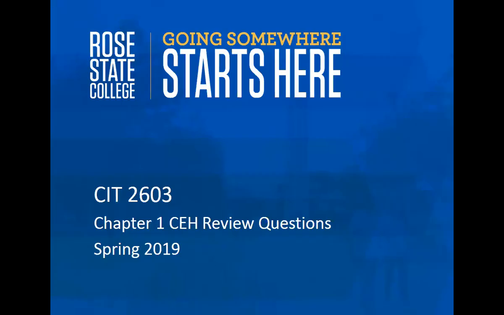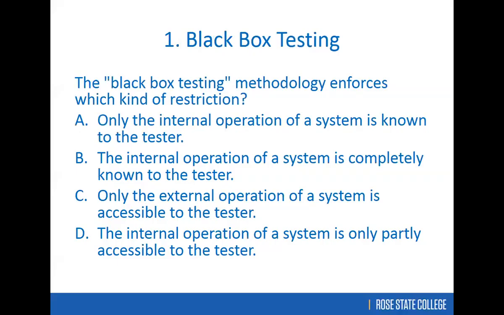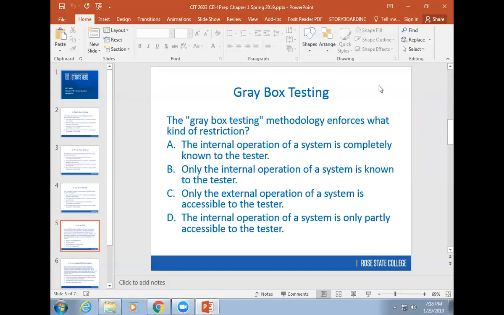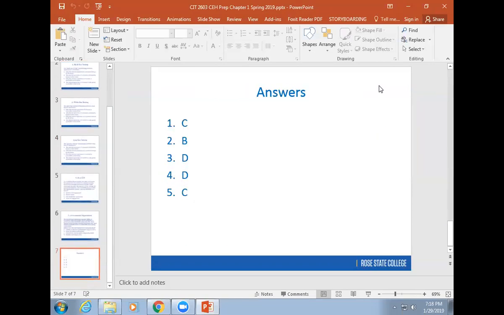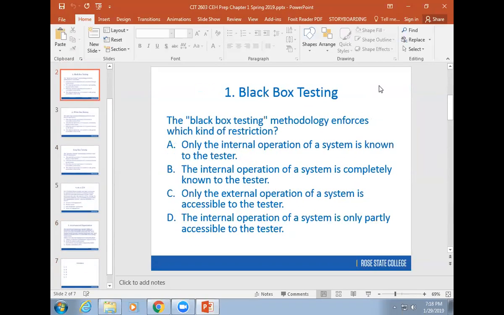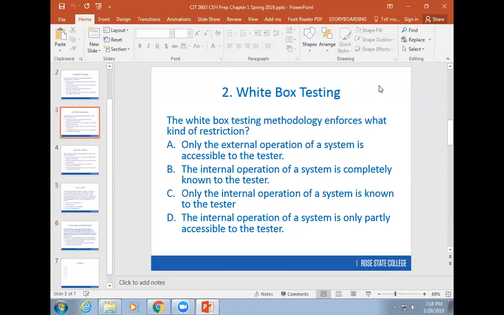Number 1 is C. Okay, black box testing. Only the external operation of the system is accessible to the tester. PCI? No, PCI is wrong. It's C. All right, number 2 is B. So white box, the internal operation of the system is completely known. In other words, they tell you how the system works. They tell you all about the network. And you're just going to verify, have the windows been updated, stuff like that.